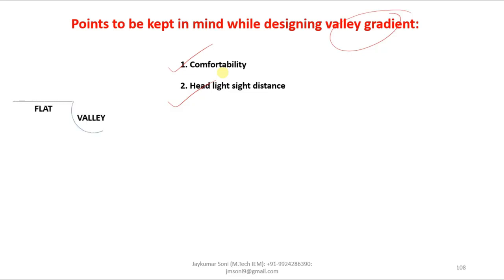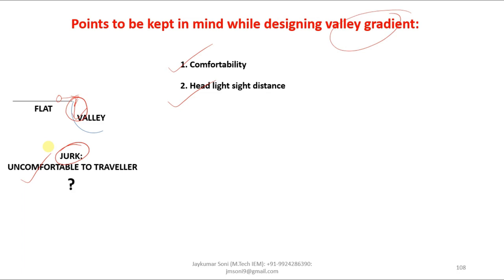First is comfortability and second is the headlight sight distance. Now, how can we understand the concept of comfortability? Let us take an example: if a flatter region of road is provided over here and the valley is provided like this, what happens when the vehicle travels from here to here? It has to counteract this slope and it will cause a jerk to the passenger, and ultimately it is one of the uncomfortable criteria.